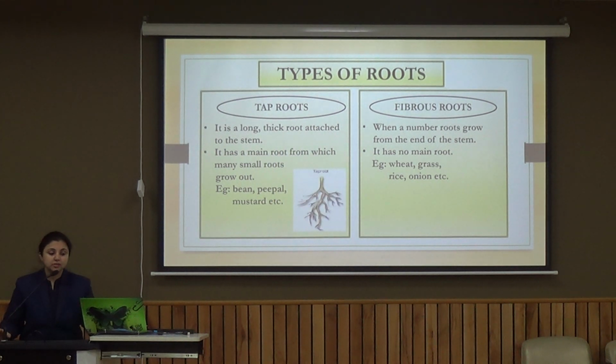Fibrous roots. When a number of roots grow from the end of the stem, these are called fibrous roots, and they have no main root. You can see wheat, grass, rice and onion are some examples of it.